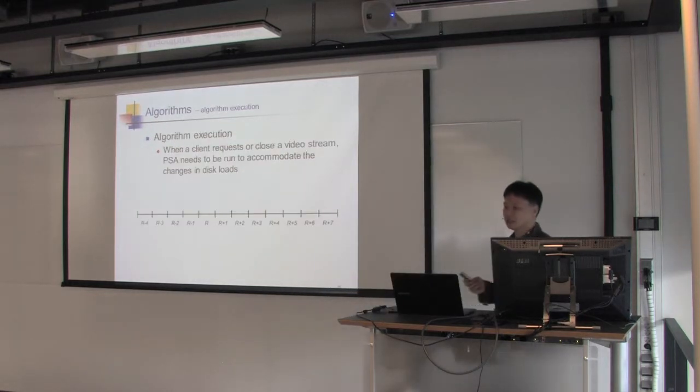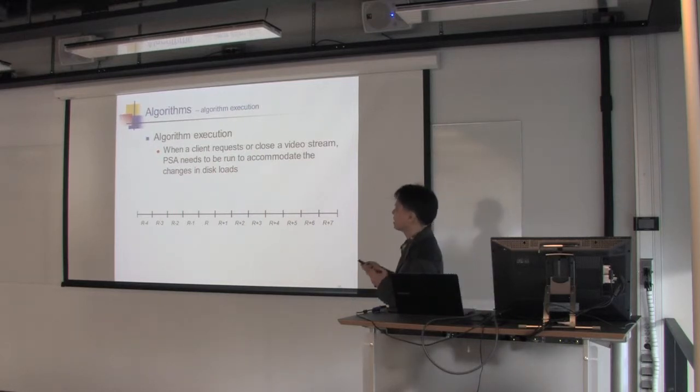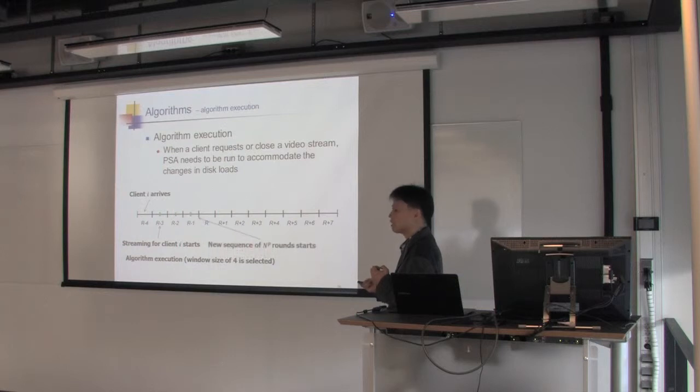And when you execute the algorithm, basically when a client requests or closes a video stream, PSA has to be run to accommodate the change in disk load. For example, suppose client I arrived here, then streaming for client I starts here, but until a new sequence of NP rounds starts, the window size is automatically set to 1. But here, a new prefetching window size can be used, as can be seen here.